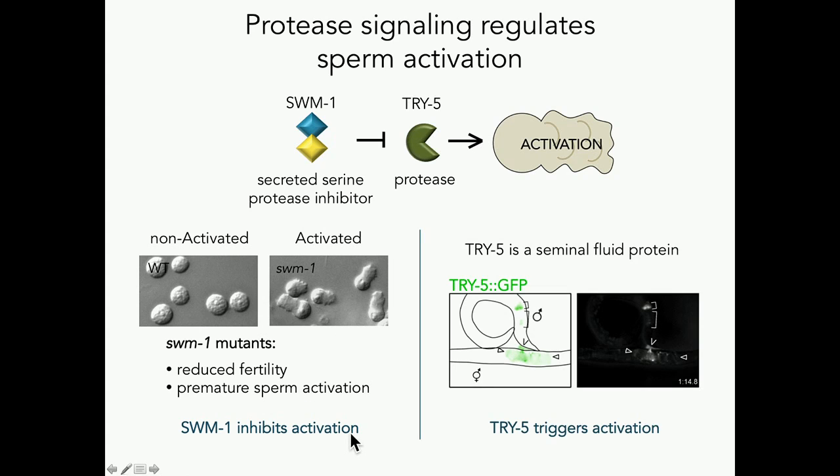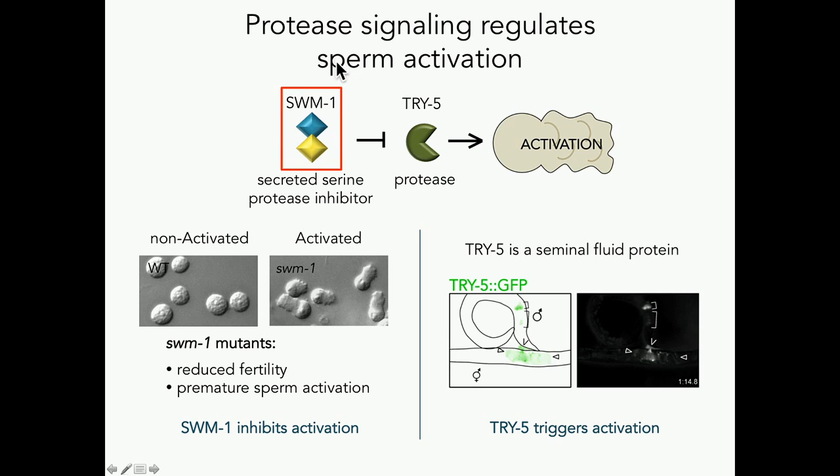Now, downstream of SWM-1 is a protease Try5, which is a seminal fluid protein that's transferred to hermaphrodites during mating, which is shown here in a still of a movie where a Try5 GFP labeled male has mated with a hermaphrodite, and we can see Try5 GFP expanding throughout the uterus of the hermaphrodite. So this and other data has shown us that Try5 acts as the signal that triggers activation. But exactly the molecular details of how SWM-1 inhibits activation has been unclear.